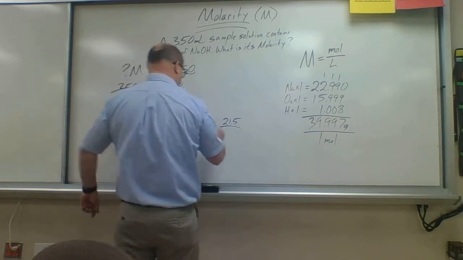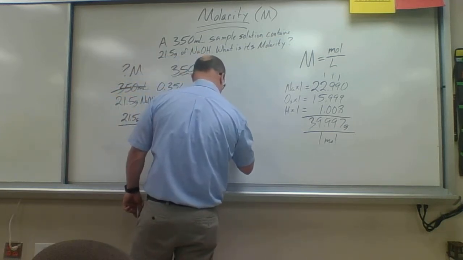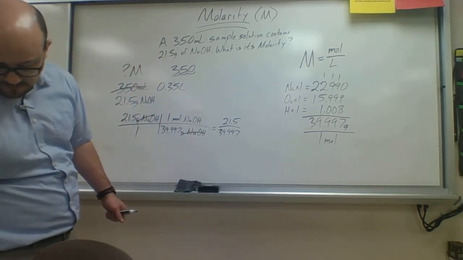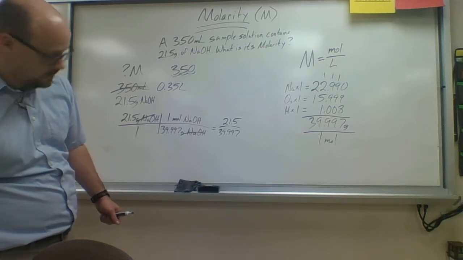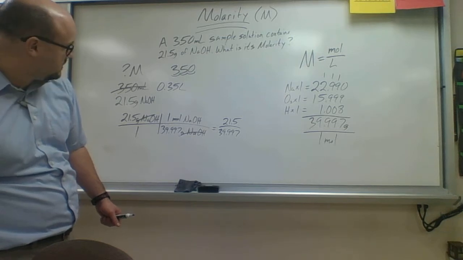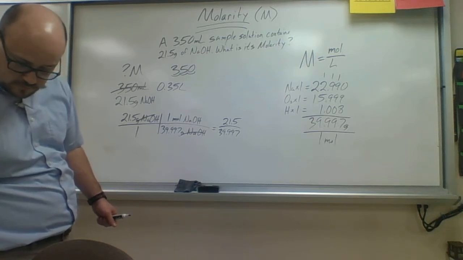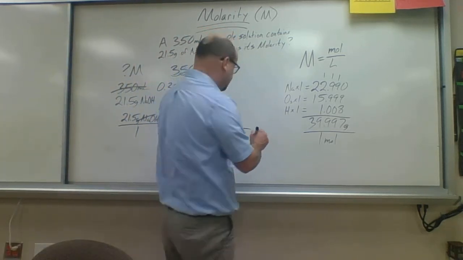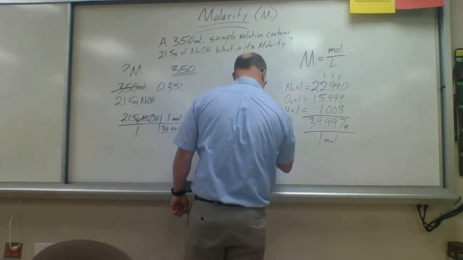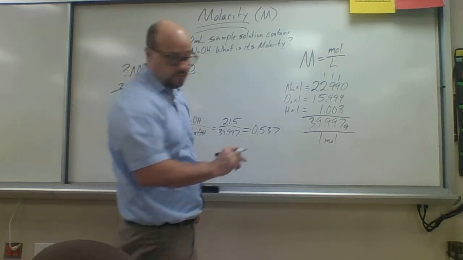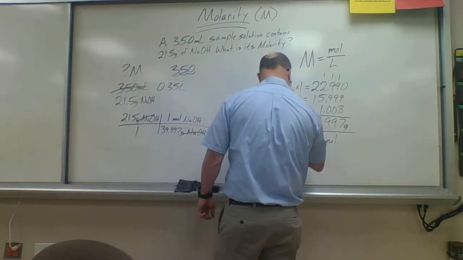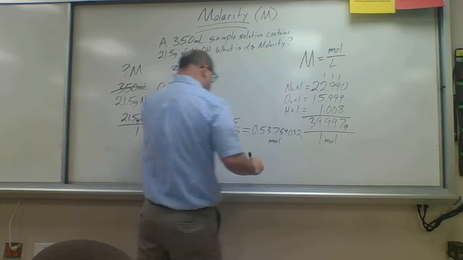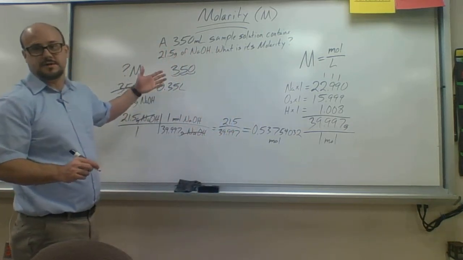So we get 21.5 divided by 39.997. Plug that into our handy dandy calculator. Gives us a really long number of 0.53754032. And that's moles. Now we have moles and we have liters, we can solve for molarity.